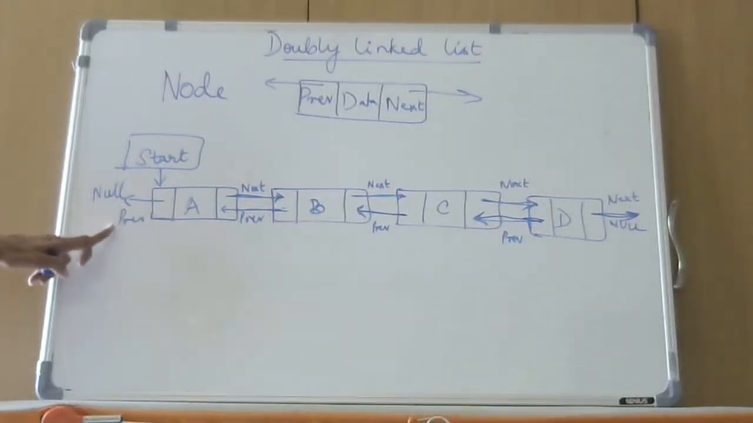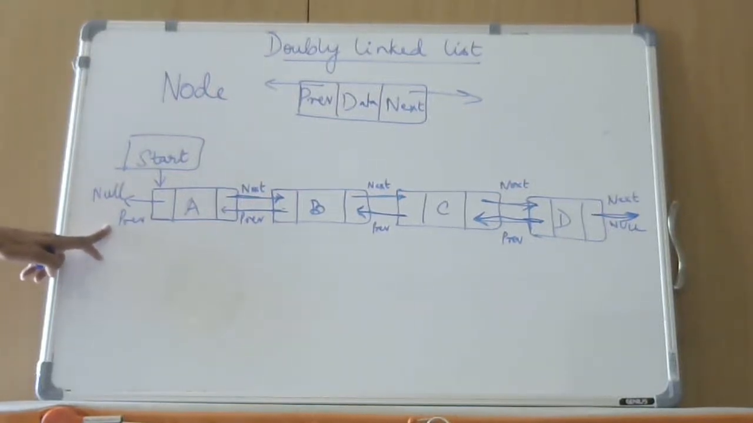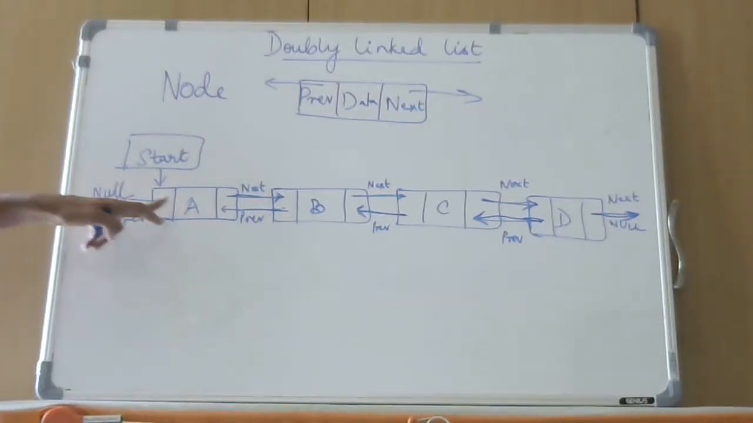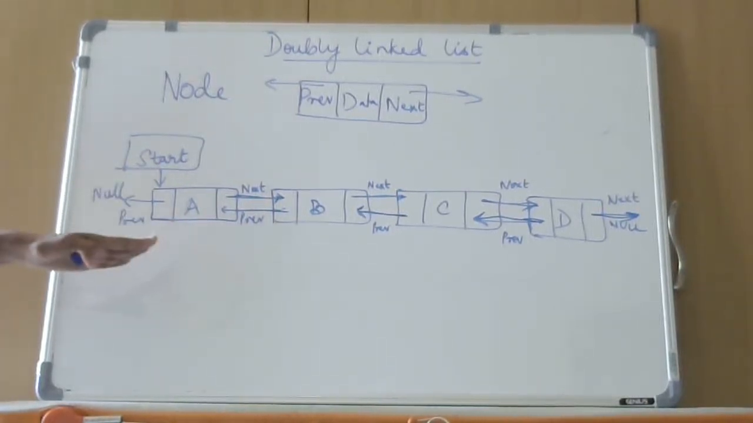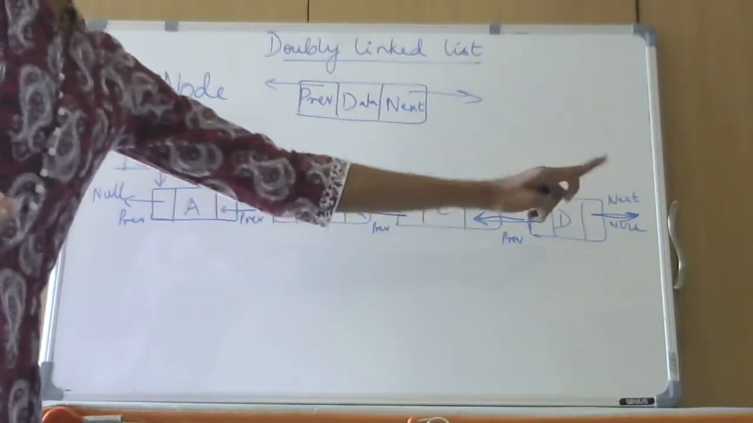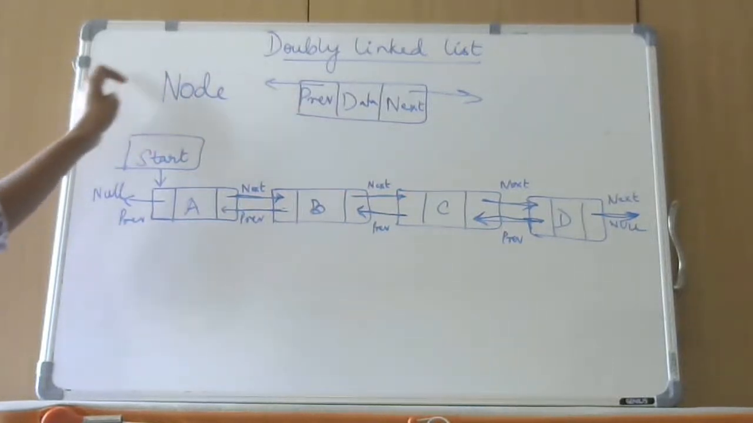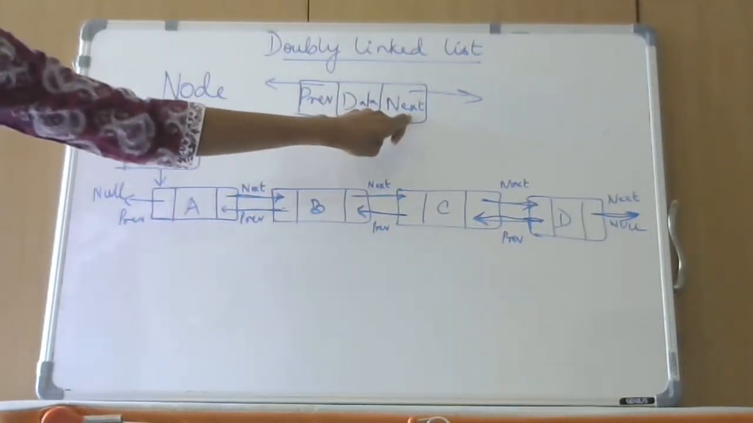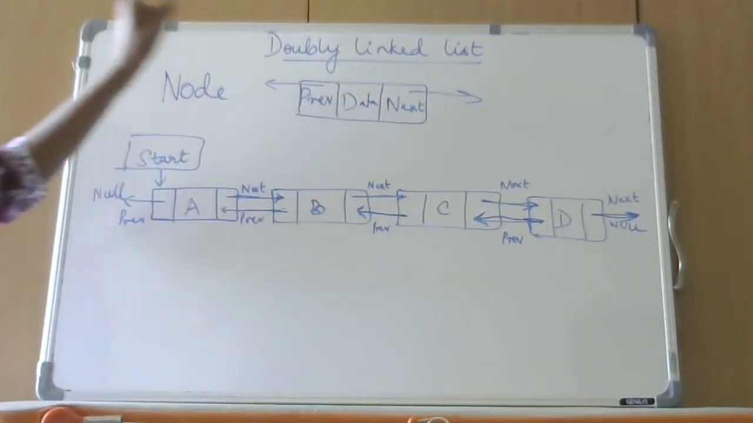Similarly, the previous link of A will point to null because there are no previous nodes. A is the first node. Similarly, the next link of D will point to null because D is the last node. This is what you call a double linked list. Every node is going to have two pointers, one to hold the address of the previous node, one to hold the address of the next node, along with the data field which is already there.